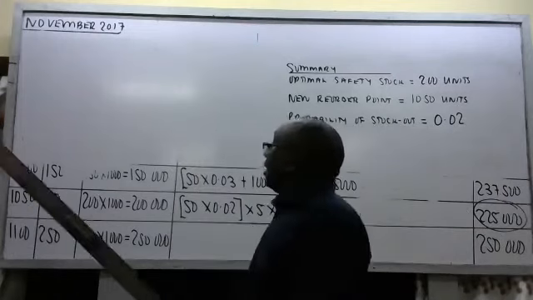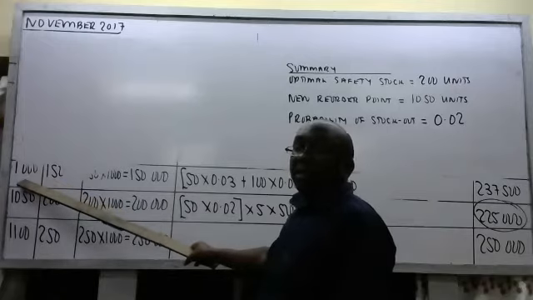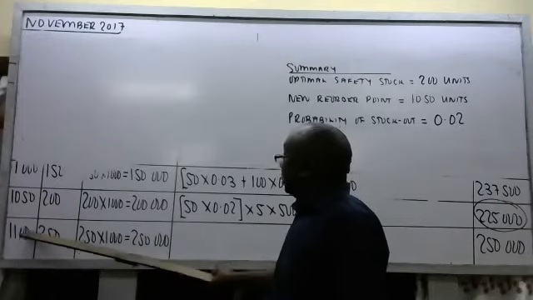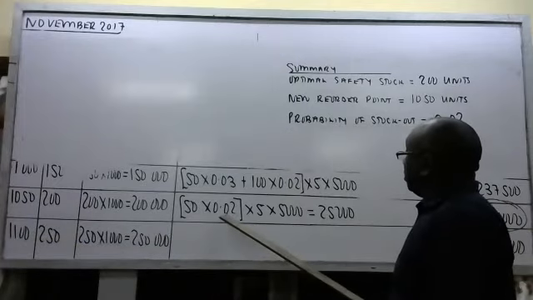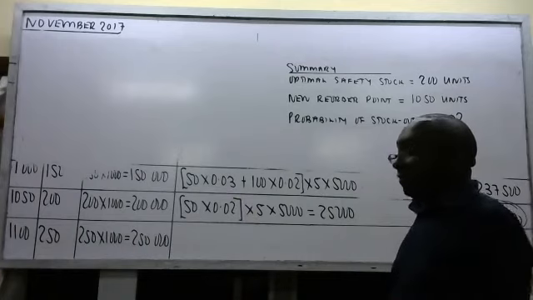And in case, for example, you had settled for this one, here 1000, the probability of being out of stock is the probability of this plus this one. So ukisema ni hii 0.02 plus 0.03. So you have stock of 0.05.